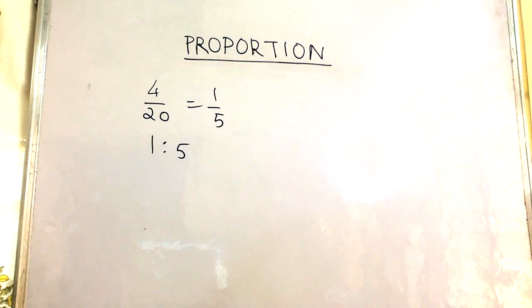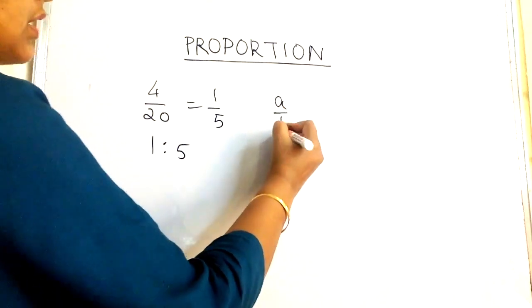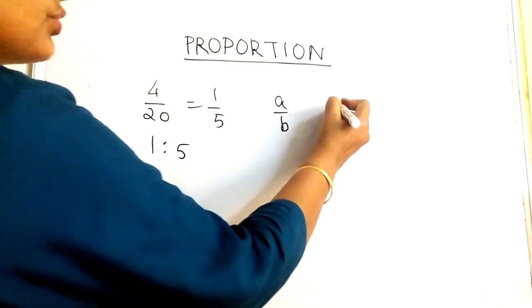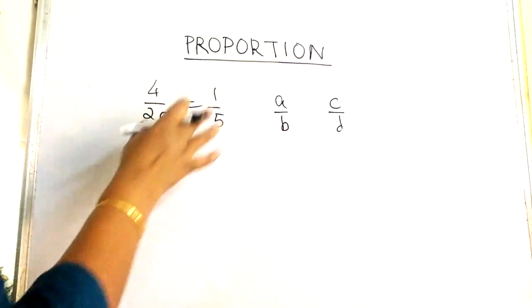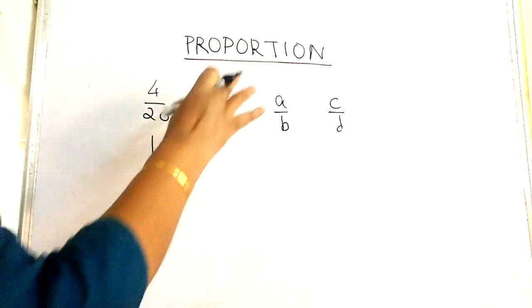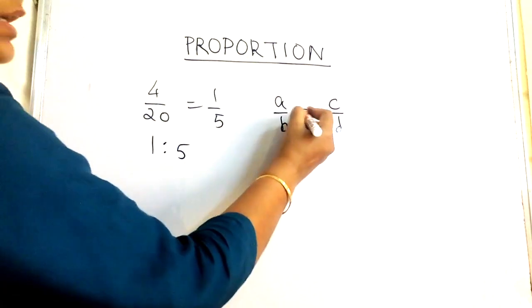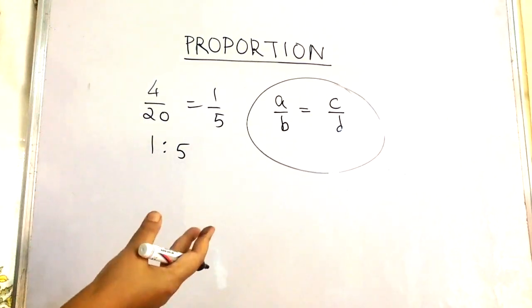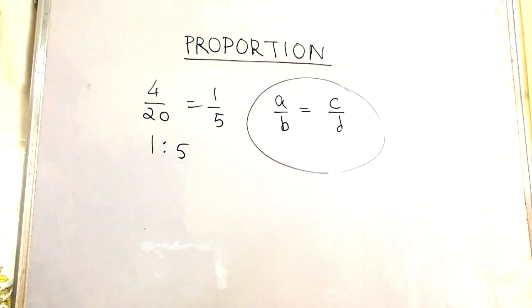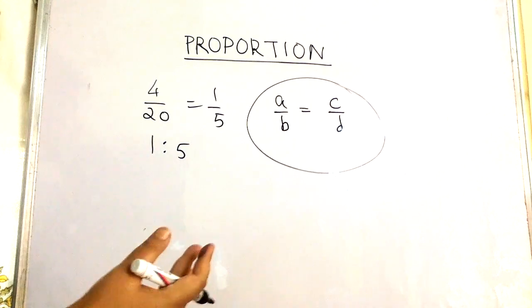If I have a ratio A is to B and I have another ratio which is C by D, if you have brought the two fractions to the simplest form and then they are equal, then they are said to form a proportion. Then this forms a proportion. Basically, I repeat, when two ratios are equal, it forms a proportion.